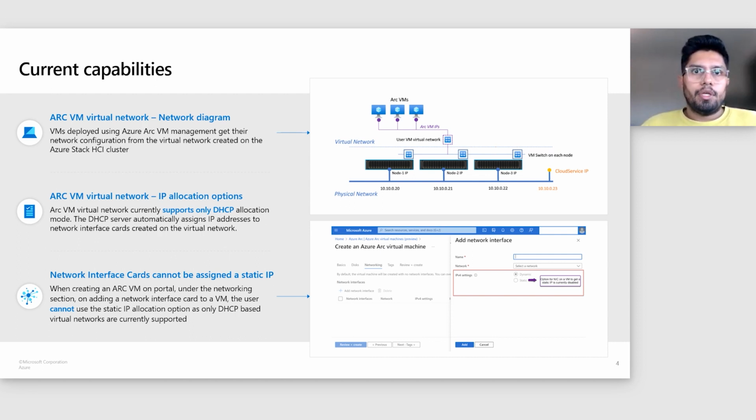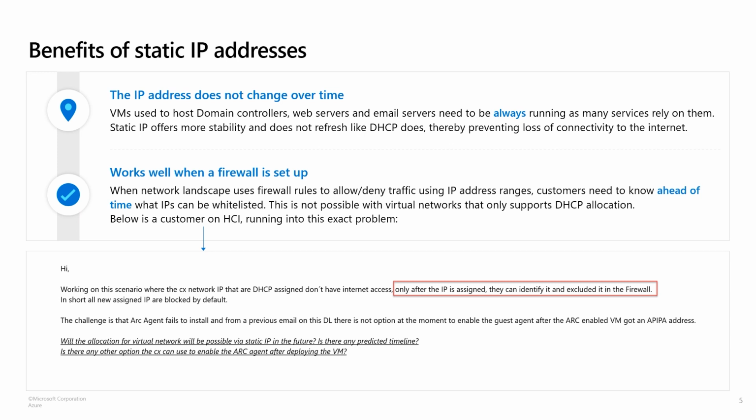For example, today, if you were to create an Azure Arc virtual machine on an HCI cluster, when you go to add a network interface card onto your VM, the option on IPv4 settings is defaulted to dynamic. What this means is that the DHCP server will assign a dynamically assigned IP to your network interface card, which the VM then uses to connect to Azure and use all the Azure-based services. Now that we've seen the current capabilities, it's a good segue into our next topic, which is static-based virtual networks.